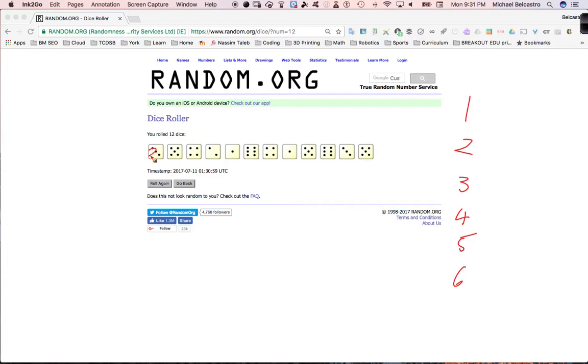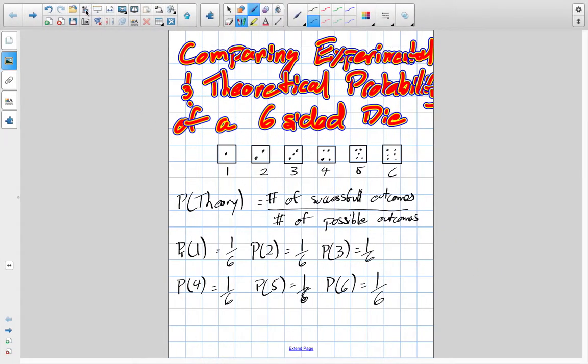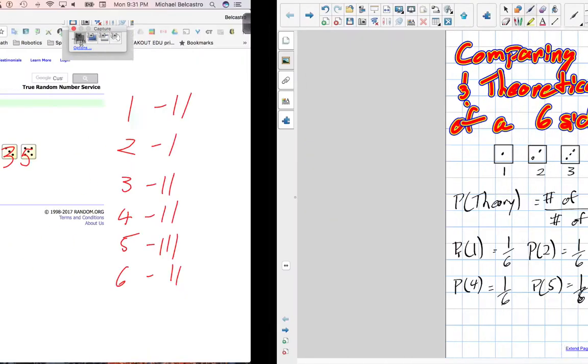We have 2 3s. We have 3 5s. We have 2 4s. We have 2 1s. And 2 6s. Wow. So this one came out pretty close to the theoretical probability. I'm going to take a picture of it for our notes. It would be quite helpful.